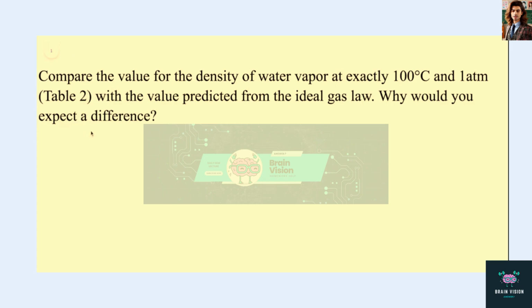Compare the value for the density of water vapor at exactly 100 degrees Celsius and 1 atmosphere of pressure with the value predicted from the ideal gas law. Why would you expect a difference?